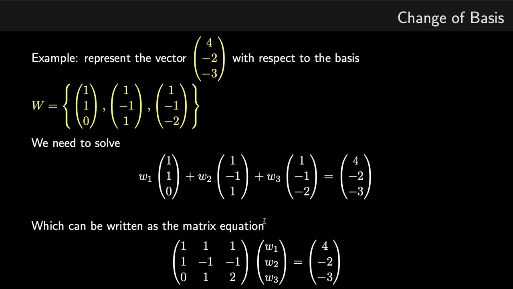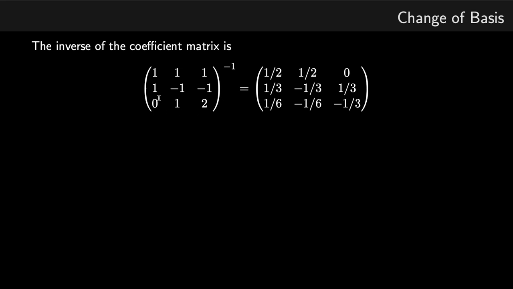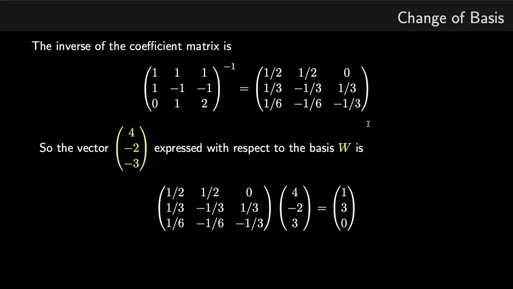Now, in the past I've solved this using Gaussian elimination, but what I'm going to do here is invert this matrix and then multiply it by our vector. So the inverse of this coefficient matrix, you can calculate using the adjoint determinant formula or using Gauss-Jordan elimination, but this gives us the inverse, and therefore I can multiply the inverse by our vector (4, -2, 3). On the right hand side, this (1, 3, 0) is this vector represented using the basis W.